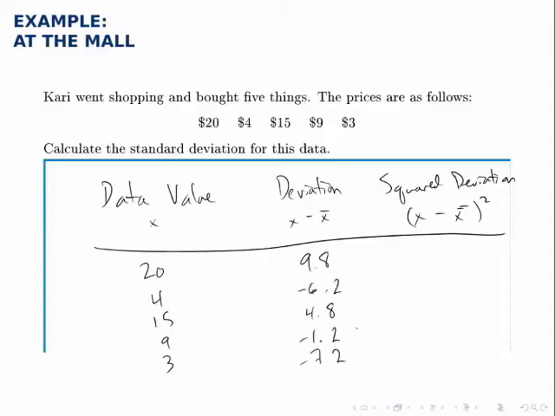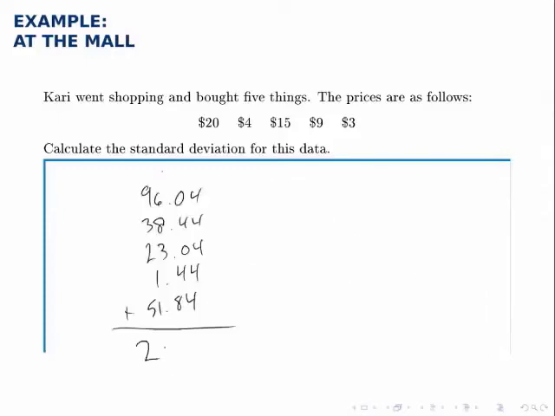Once we've done that, we square them all. And remember, the reason that we square them is because if we try to average these deviations, we would get 0, because the positive ones and the negative ones would cancel each other out. But by squaring them, we end up with all positive numbers, so when we average those, they don't cancel each other. Then here all the squared deviations are filled in. Now, we need to add those squared deviations, divide by n minus 1, or 4 in this case, and then take the square root of the answer.